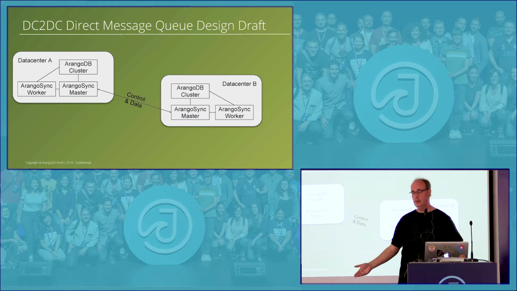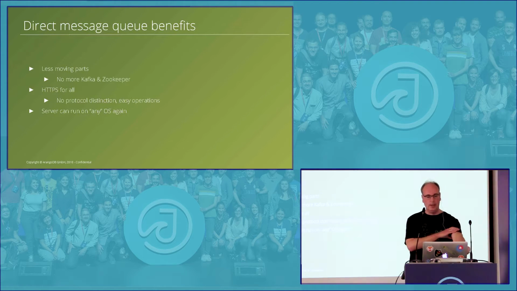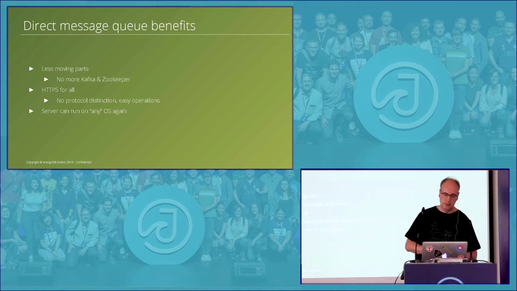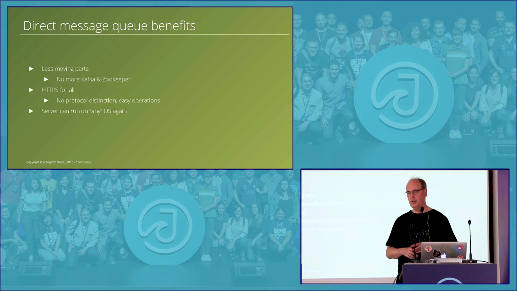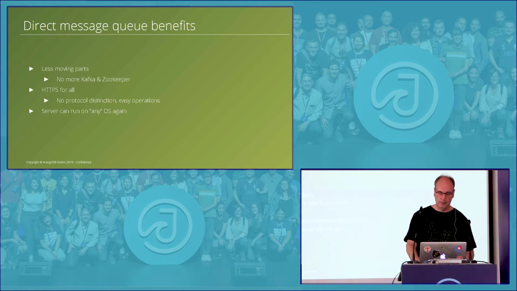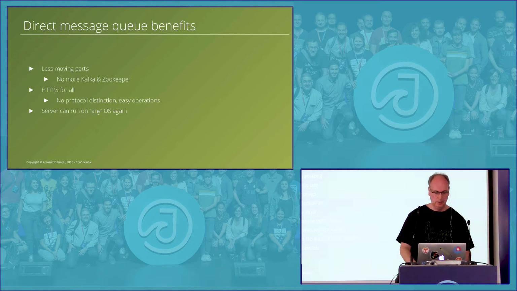We can now again use Windows, we can use Mac, and everything is in like a single Go binary again, and it's a lot nicer. So, what did we gain? A lot less moving parts, no more Kafka, no more Zookeeper, HTTPS for everything, so no different tools needed to debug your Kafka stuff, and we can run everywhere again. So that was really nice. So some conclusions of this. I need to speed it up a little bit, I see.